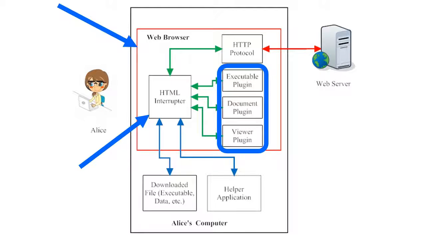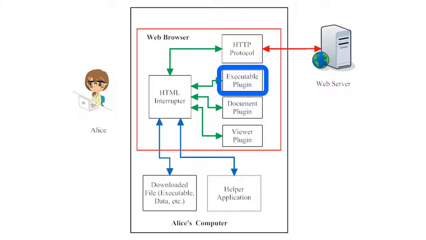In this image, we see that Alice's web browser has 3 kinds of plugins. Executable plugins run programs embedded into web pages, programs written in coding languages like JavaScript. Document plugins allow Alice to view documents, such as PDF files, straight from her web browser. Viewer plugins allow Alice to view or listen to other image, audio, video, or graphics files from her web browser.